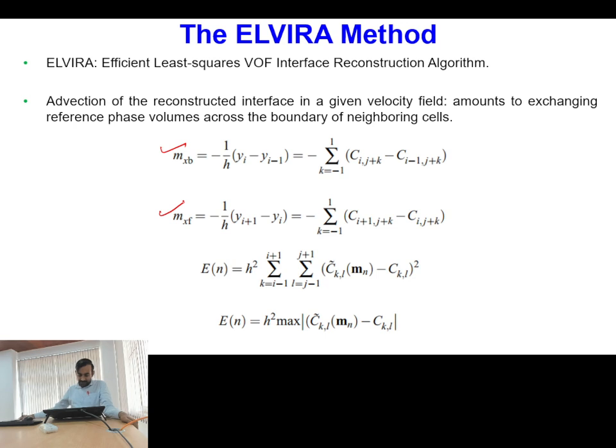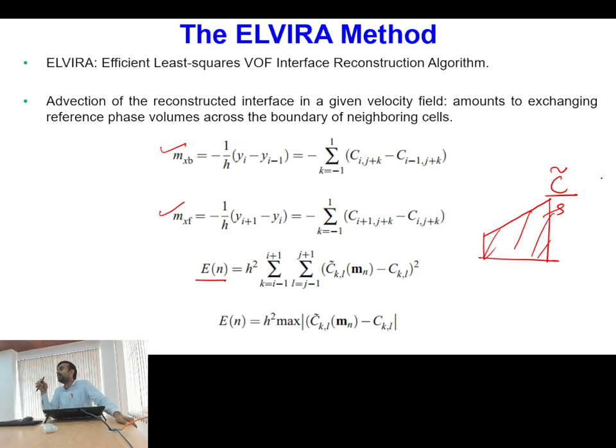Now, what we do here is calculate an error function in terms of least squares. Let us assume that using any slope, I first define the line, and corresponding to that line segment, I get some value of volume fraction. Whatever value of volume fraction I get, let me call it C tilde. Is this clear? C tilde is the value of volume fraction which I get when I use any one of the 6 slope values.